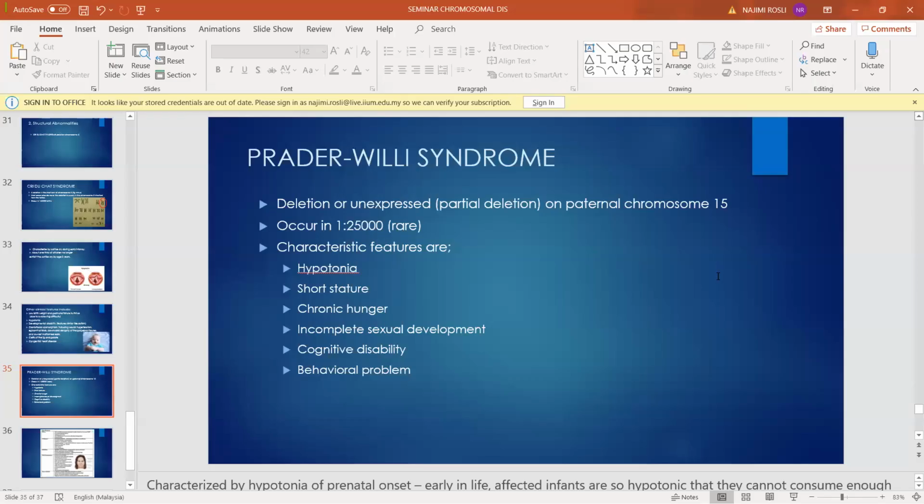The presentation is obviously different. Prader-Willi, I think mostly we see in male rather than female. If you see a male baby who is fat and intellectually inhibited, you need to think about Prader-Willi.